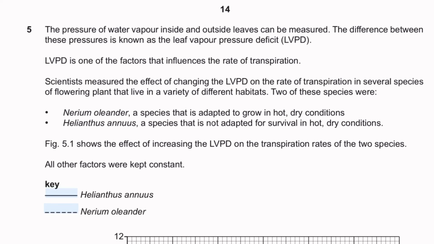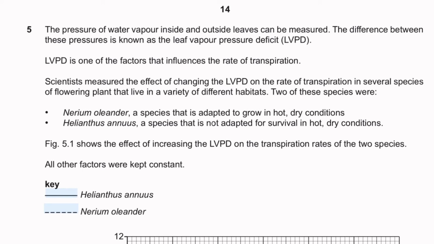The pressure of water vapor inside and outside the leaves can be measured, and the difference between these pressures is known as the leaf vapor pressure deficit, LVPD. LVPD is one of the factors that influence the rate of transpiration, and scientists measured the effect of changing the LVPD on the rate of transpiration in several species of flowering plants that live in a variety of different habitats. These species were Nerium oleander, a species that is adapted to grow in hot and dry conditions, and Helianthus, a species that is not adapted to survive in hot, dry conditions.